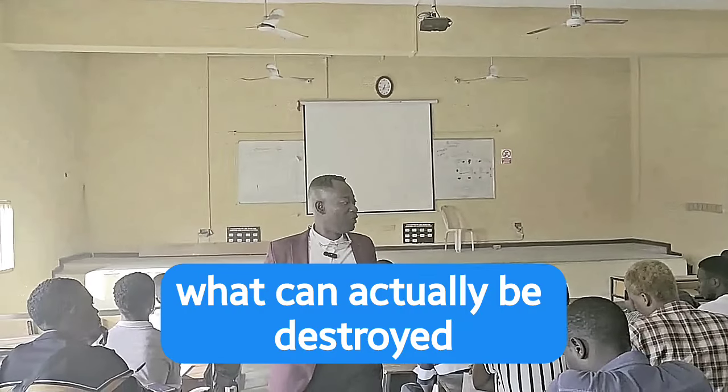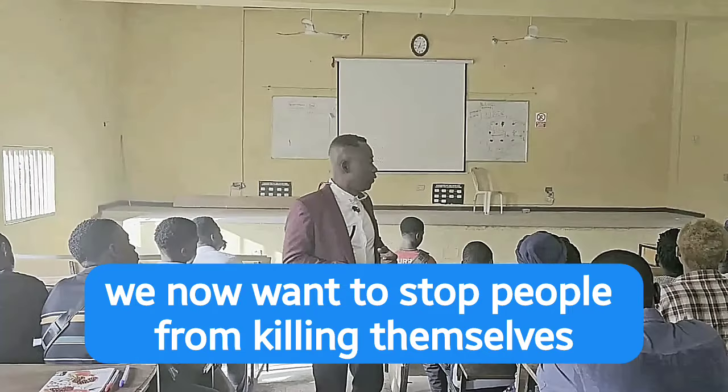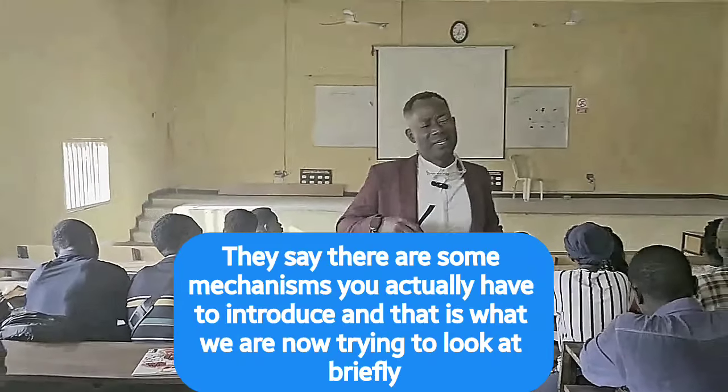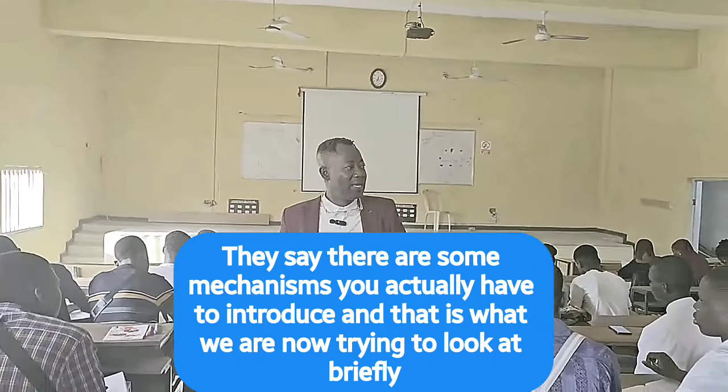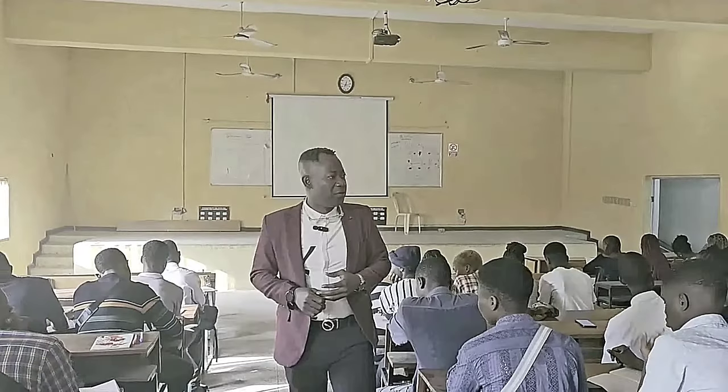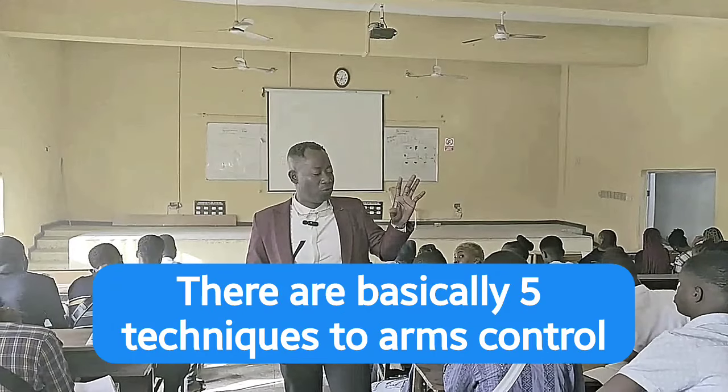And of course, what can actually be destroyed. Now, if we want to stop people from killing themselves, there are some mechanisms you actually have to introduce. And that is what we are now trying to look at briefly. There are basically five techniques to arms control.